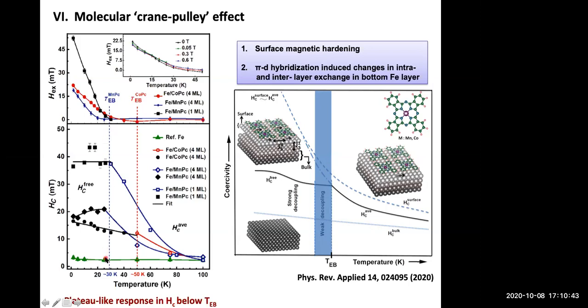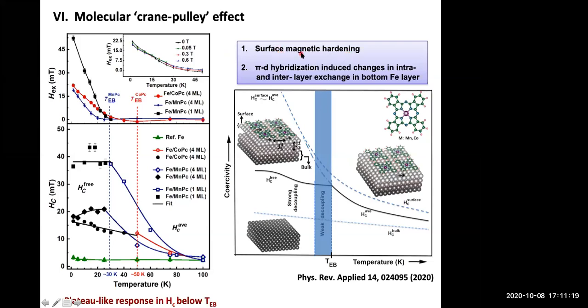Now, if you look at the coercivity of the system, it increases almost sublinearly, picking up rapidly. But as soon as you start seeing exchange bias, you observe a plateau-like response. The coercivity just evens out and flattens out, essentially. This is very interesting, because what is happening here is this monolayer coercivity pulley effect, which I personally say is not just because of surface magnetic hardening. There are two effects contributing to it.